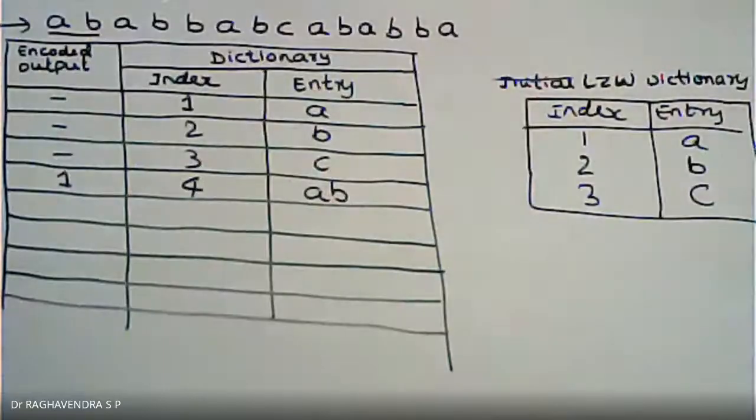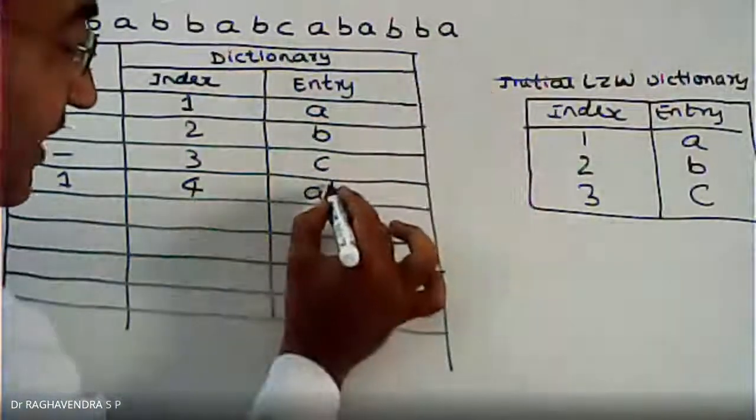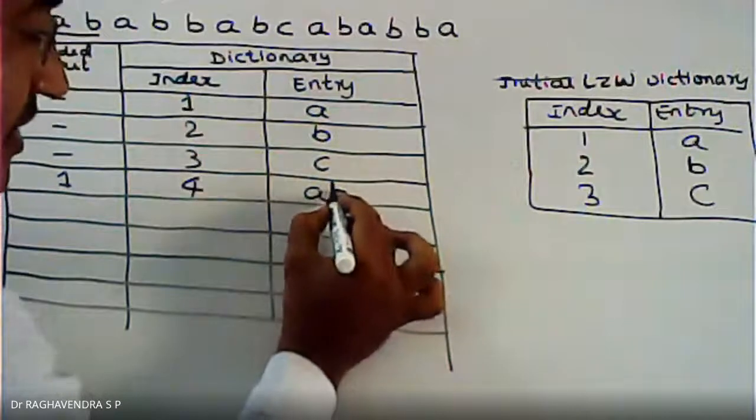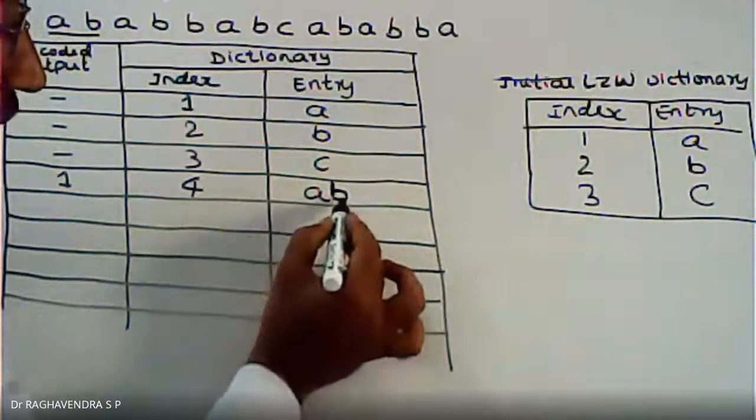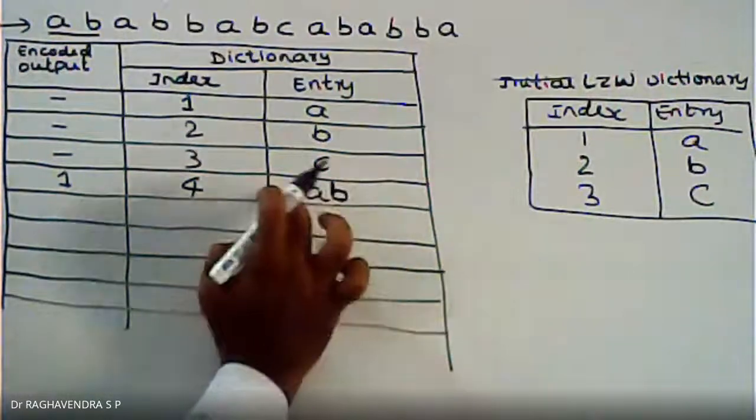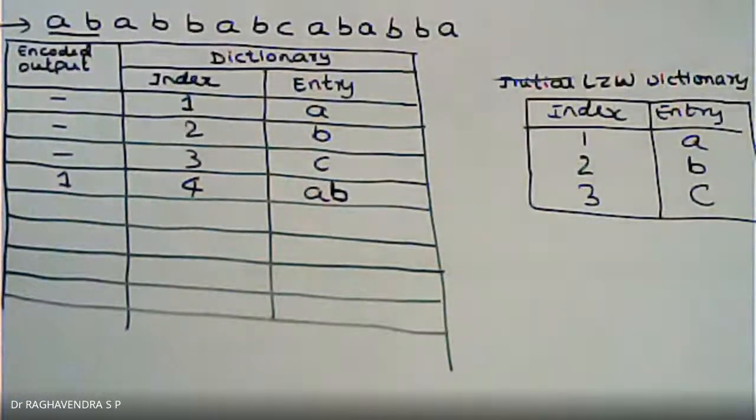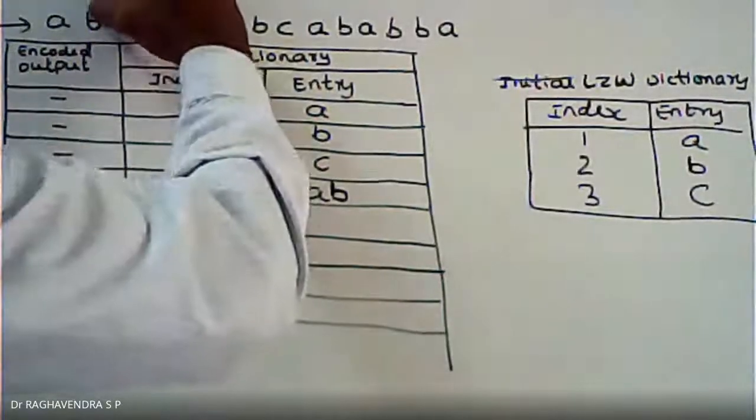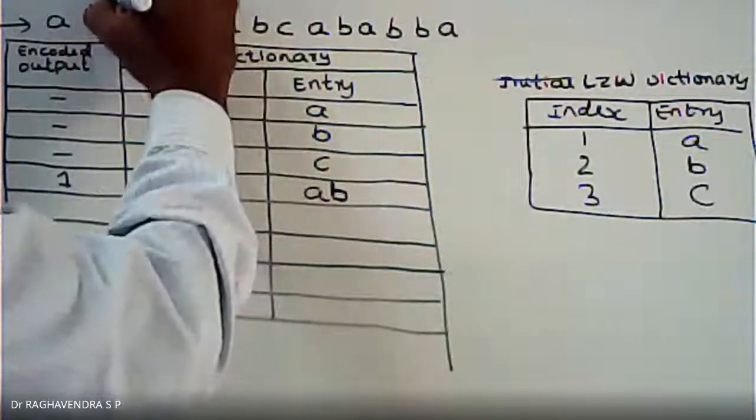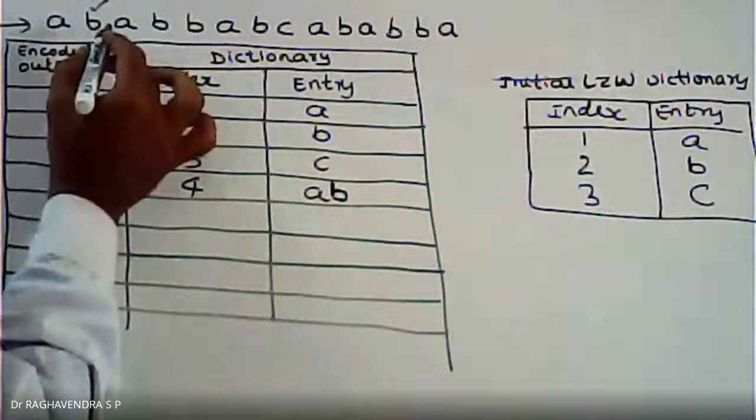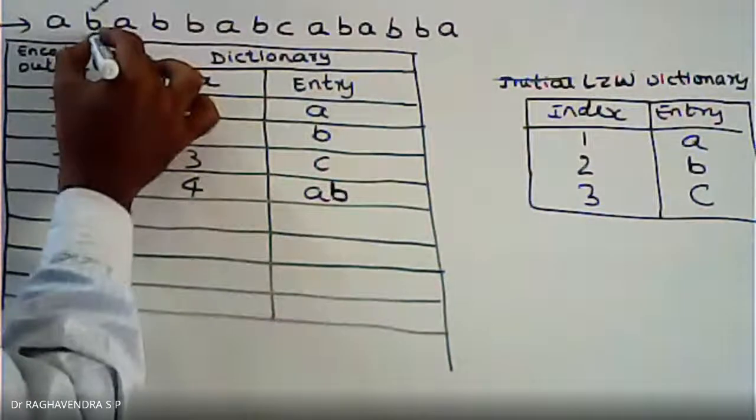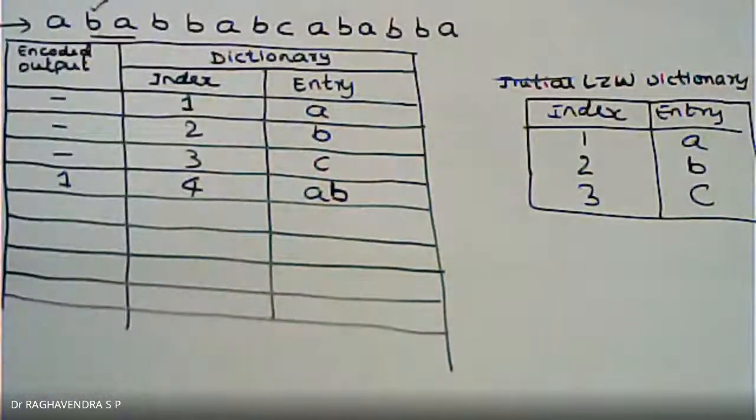Okay, fine. So next, similarly, you will continue. Once we take this AB, we again continue from the last value of the entry. What is the last value of the entry? B. So now take this as B. From B you continue. Now you take BA. Whether BA is available.